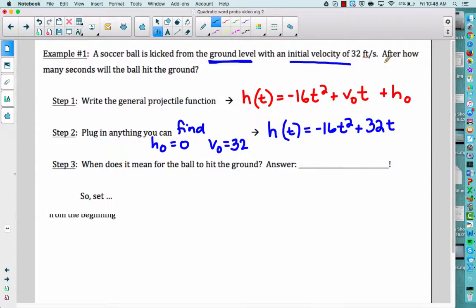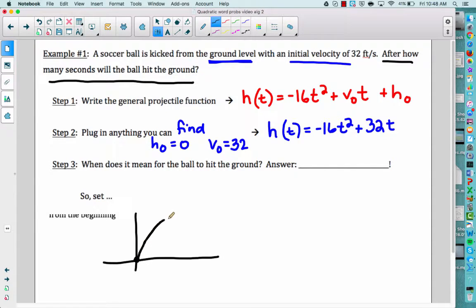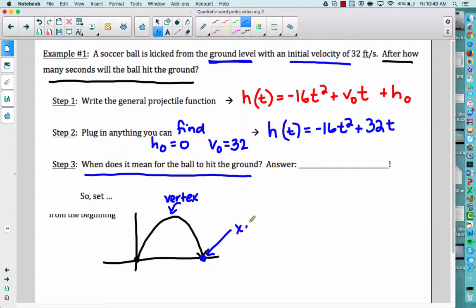All right, so then it asks me, after how many seconds will the ball hit the ground? So let's think about that as a picture for a second. I kick the ball, it goes up in the air, it gets to its highest point, it comes down and it hits the ground. So if I asked what was the highest point, you guys would know we'd be looking for the vertex. Okay, but when does the ball hit the ground? If it goes up and it comes back down, that's the point where it hits the ground, okay? That means I'm trying to find the X intercept or the solutions or the zeros of the function.